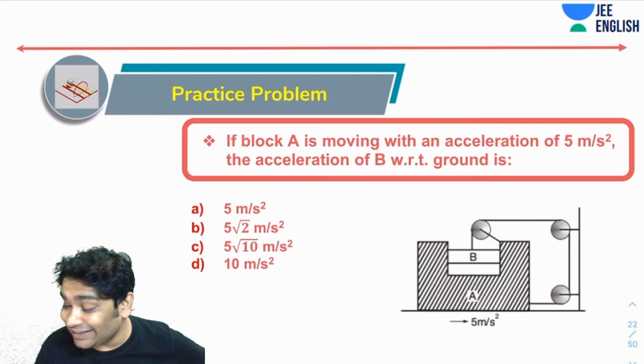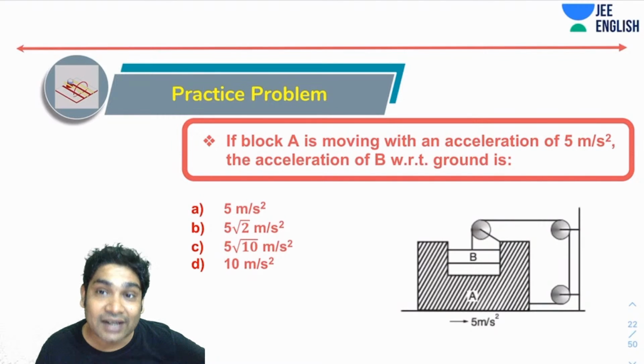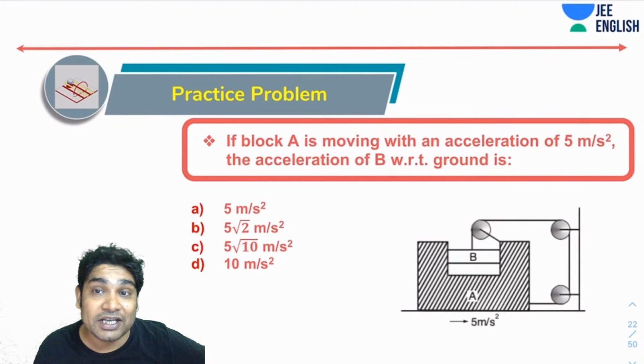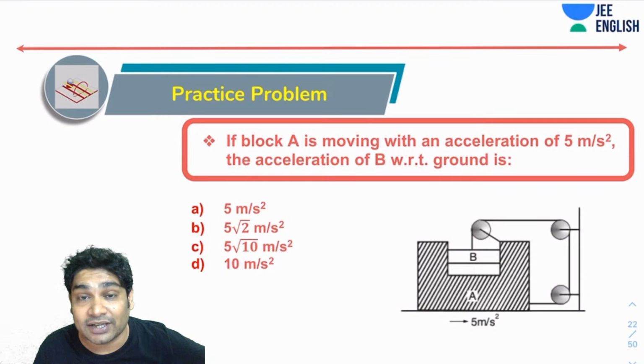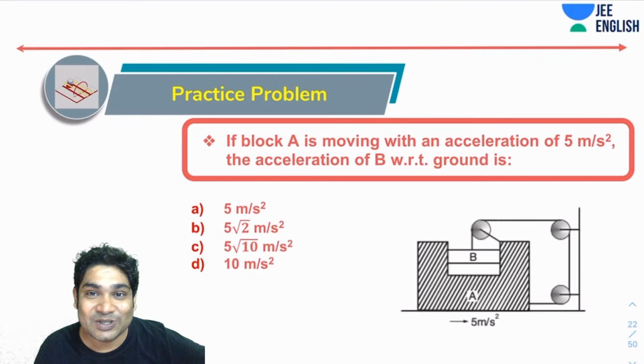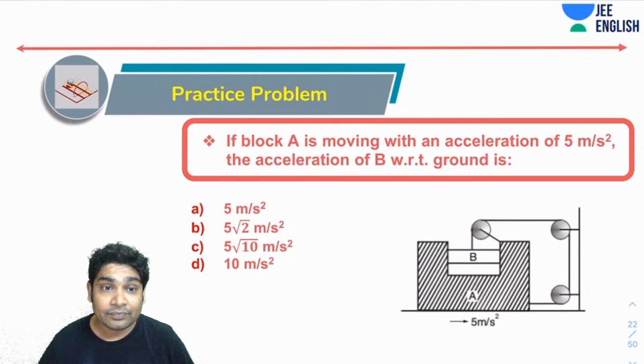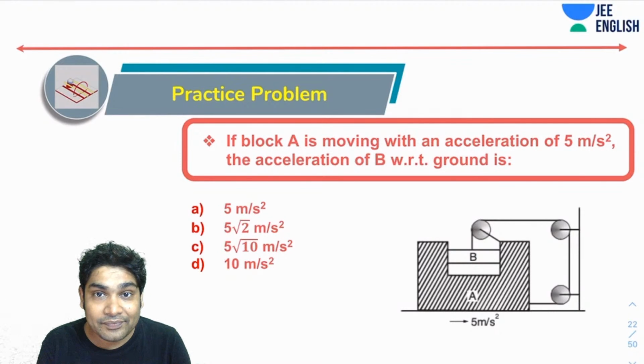So why don't we try another constraint problem then? This is another kind of constraint problem that you can get. Here you've been told if block A is moving with an acceleration of 5 meter per second square, what is the acceleration of B with respect to ground? Let's see you guys try this. Just try this quickly. This is an easy one.